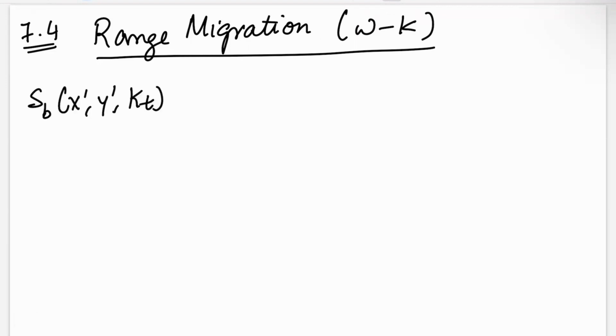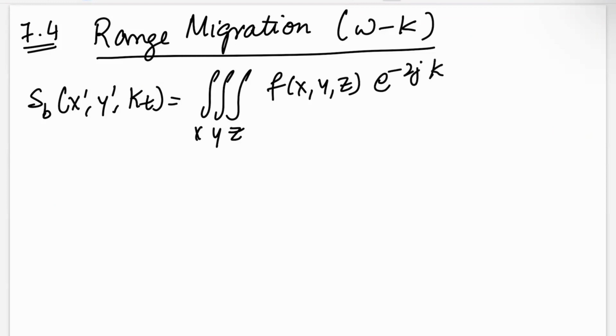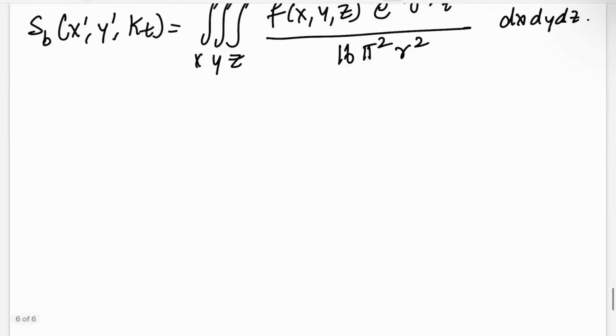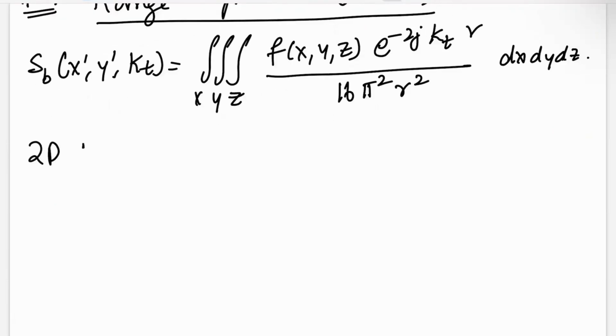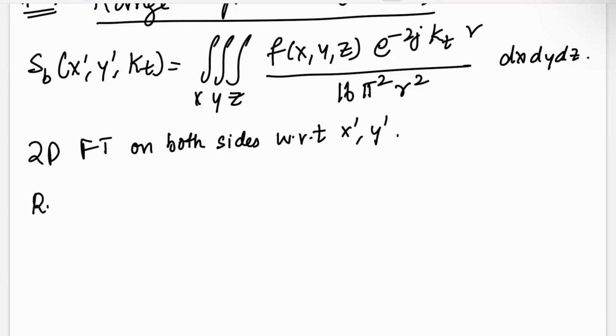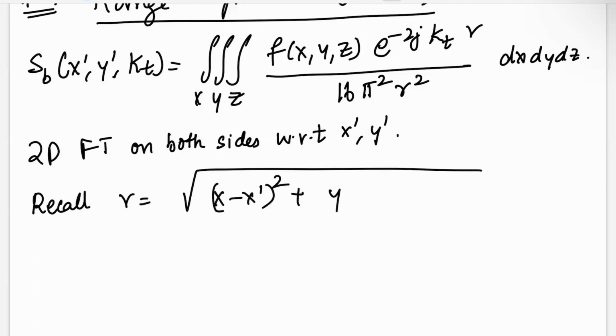So I'll just write out the signal model once again: the integral over x, y, z of f of x, y, z, e to the minus 2 j k t r over 16 pi squared r squared, dx dy dz, right? So now what we do is we take a 2D Fourier transform on both sides, with respect to x prime and y prime. Recall that r is the square root of x minus x prime squared plus y minus y prime squared plus z squared.